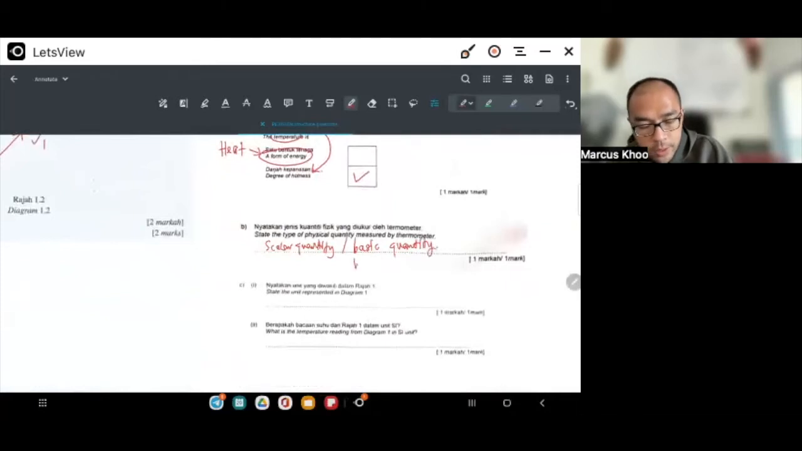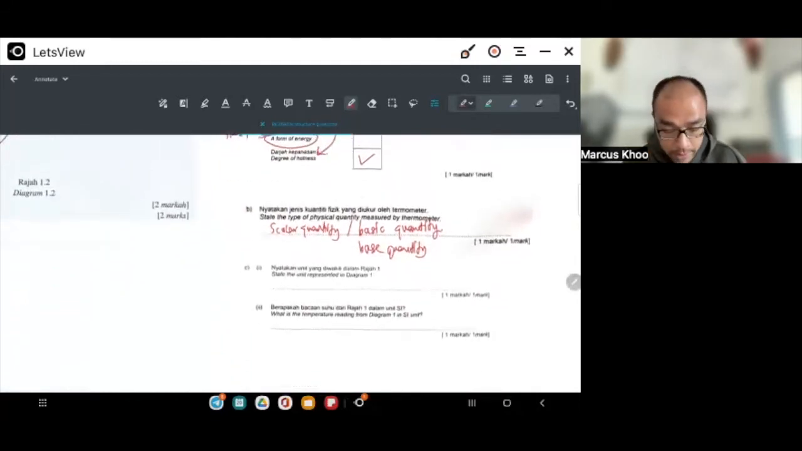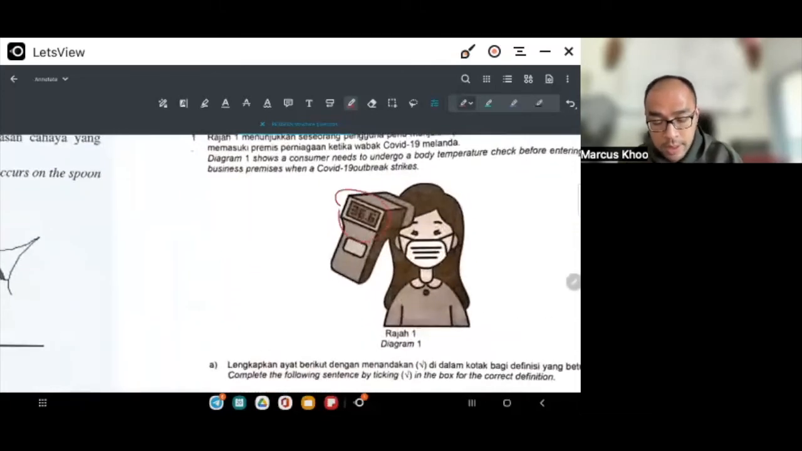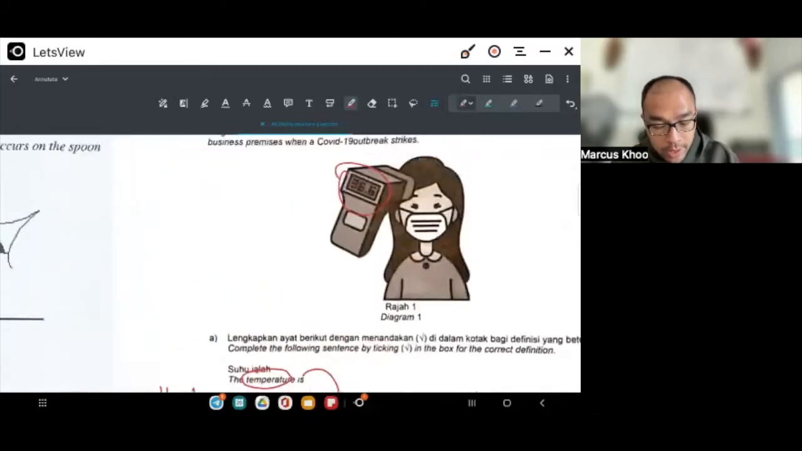Okay, or otherwise known as a base quantity. I think these two words are similar and can be accepted. Okay, state the unit represented in diagram 1. So diagram 1, since this is 36.6, obviously this is degrees Celsius. Just as a reminder, if you write degrees Celsius, you need to write the small degree sign. So what is the reading of diagram 1 in SI unit?